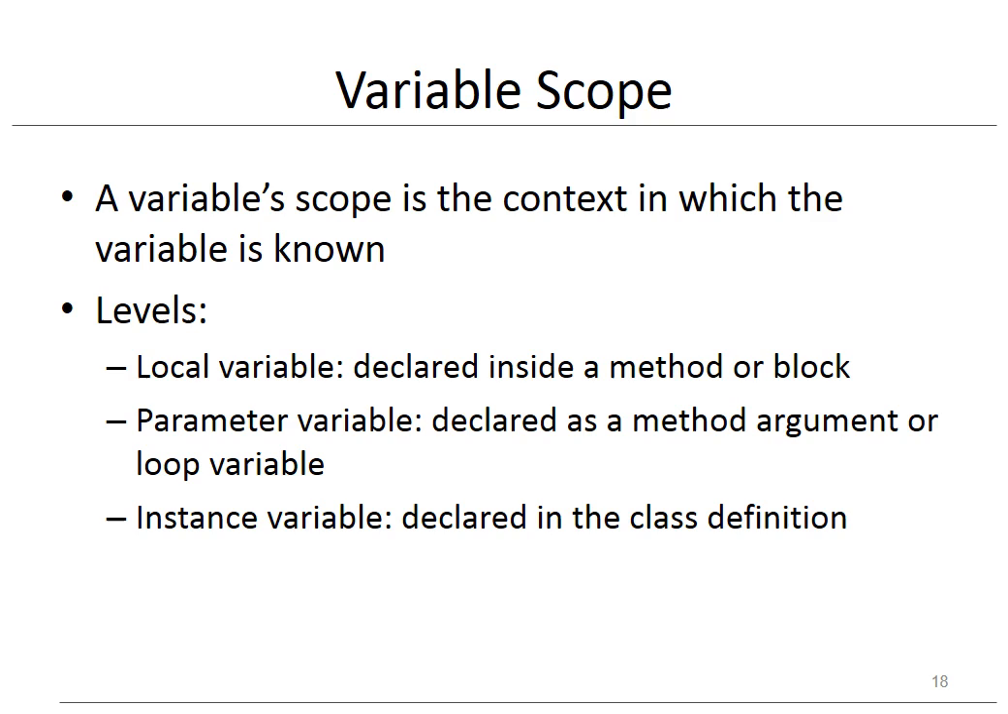Variable scope is another important concept. It refers to the context in which the variable is known. The following levels of scope can be defined. A local variable is a variable which is declared inside the method or code block. A parameter variable is a variable which is declared as a method argument or loop variable. An instance variable is a variable which is declared in the class definition.